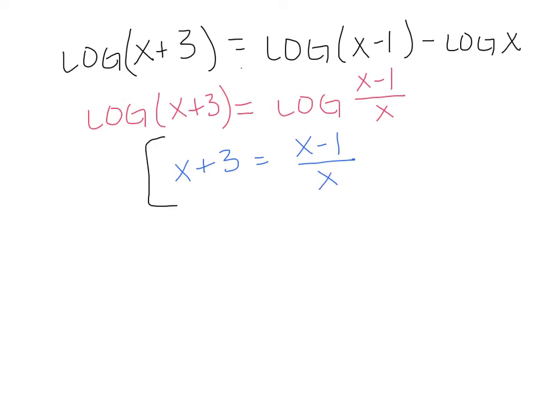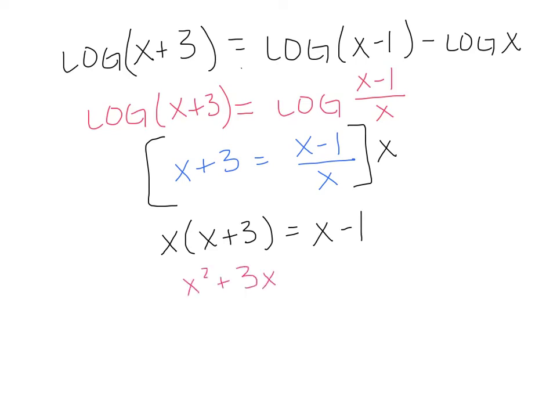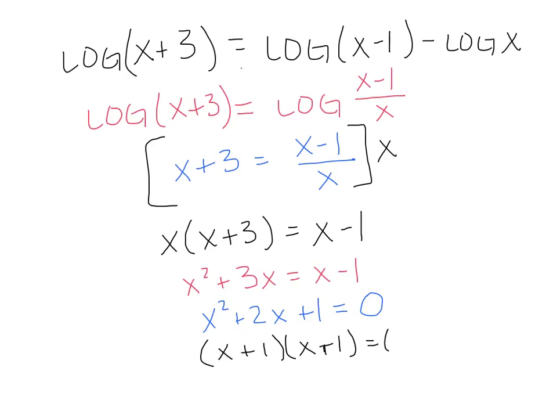And now it's just algebra time. Multiply through by x. Distribute. Since this is quadratic, we want to get equals 0. So I'm going to move the x and the negative 1. So we'll get x squared plus 2x plus 1 equals 0. And then we can factor. So we get x plus 1 times x plus 1 equals 0. So our two solutions are x equals negative 1 and x equals negative 1.